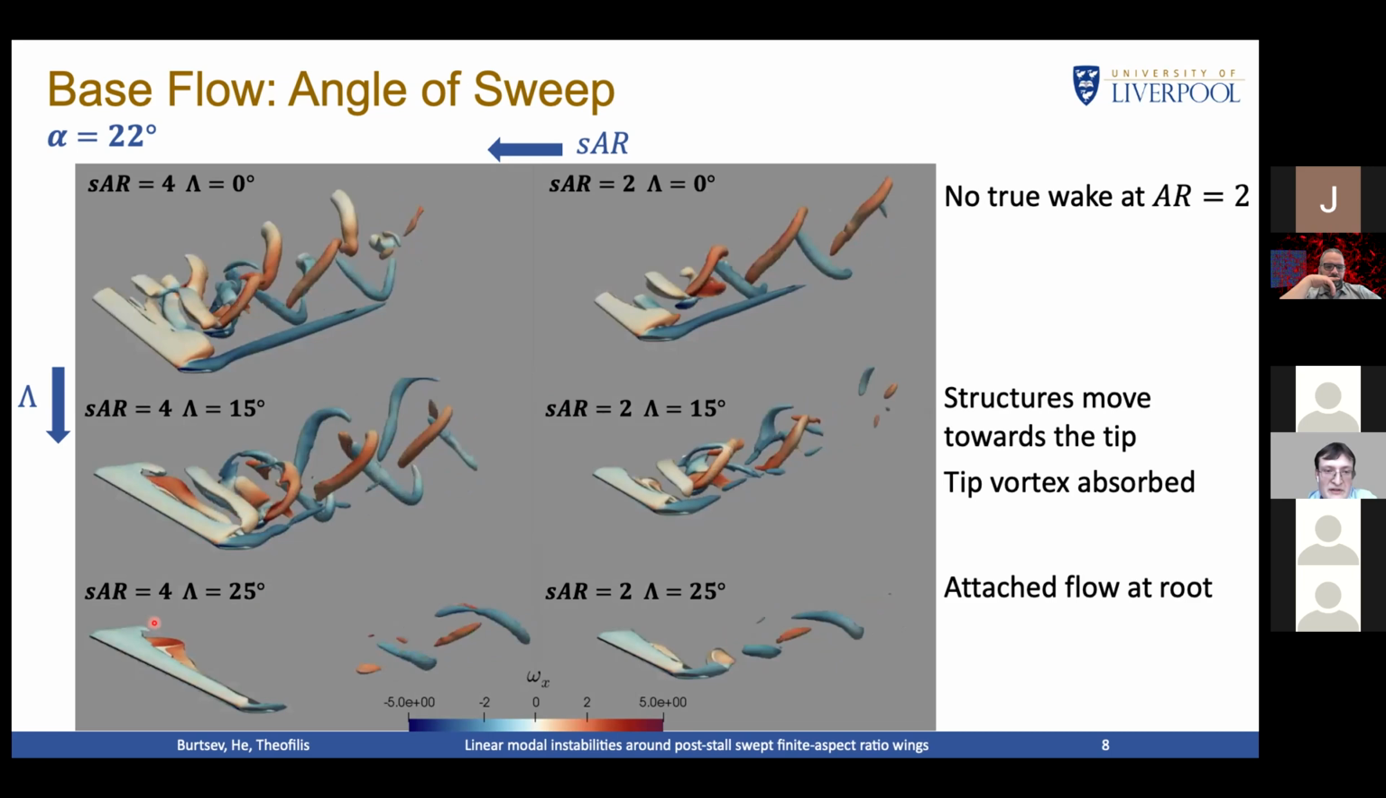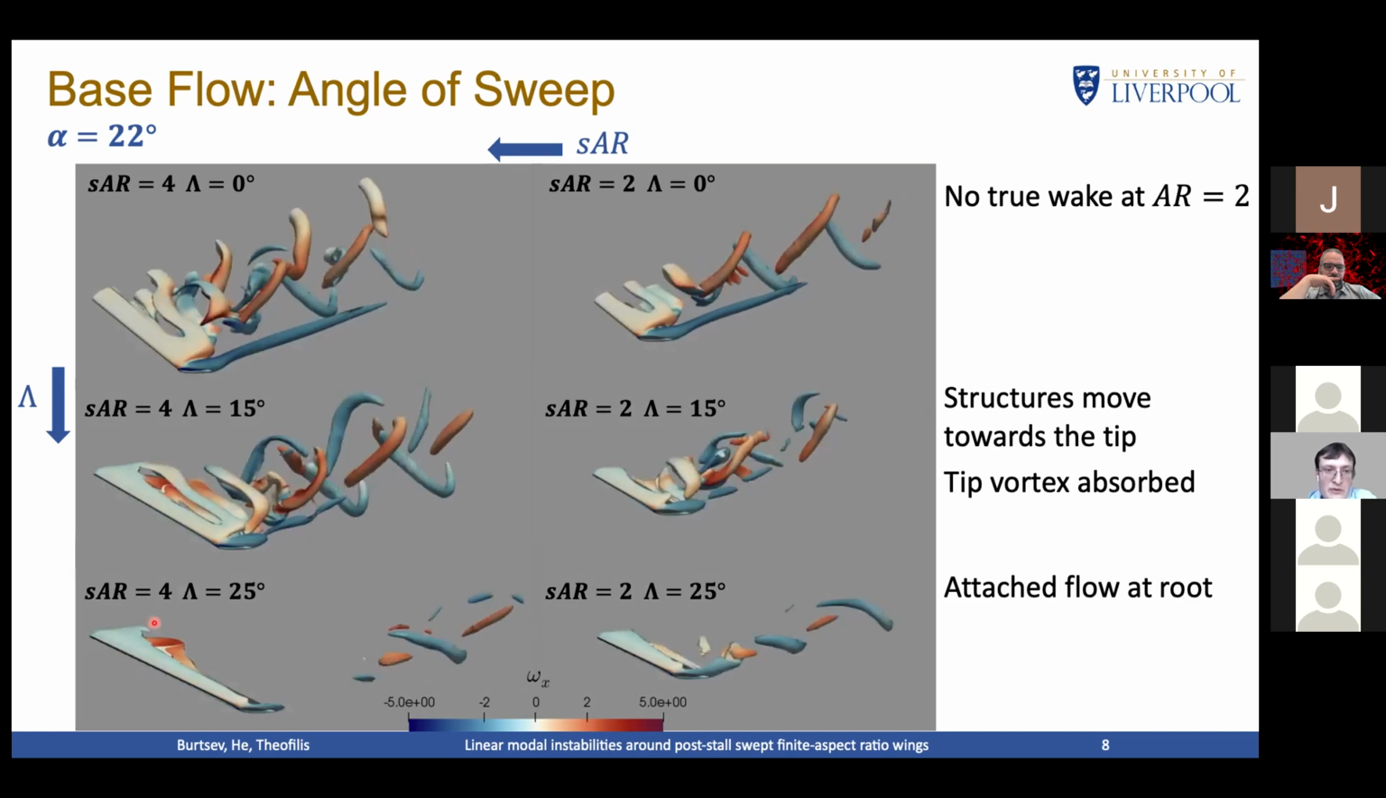Effects of sweep are similar for the shorter wing, with the exception that, due to the stronger wingtip effects, there is no true wake region behind the short wing.